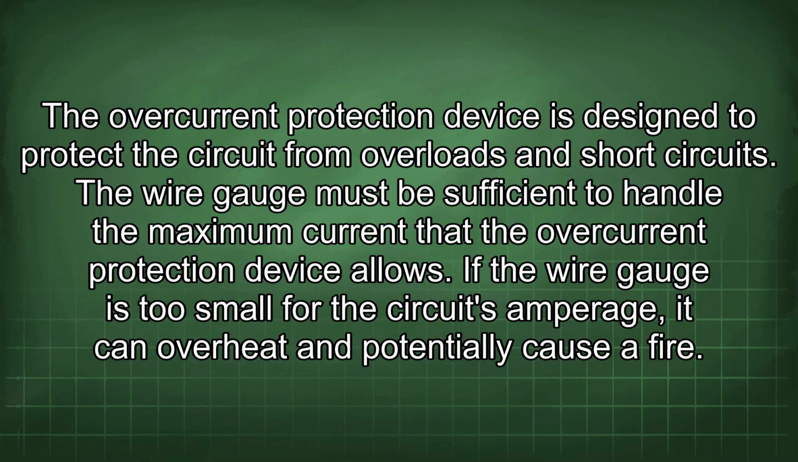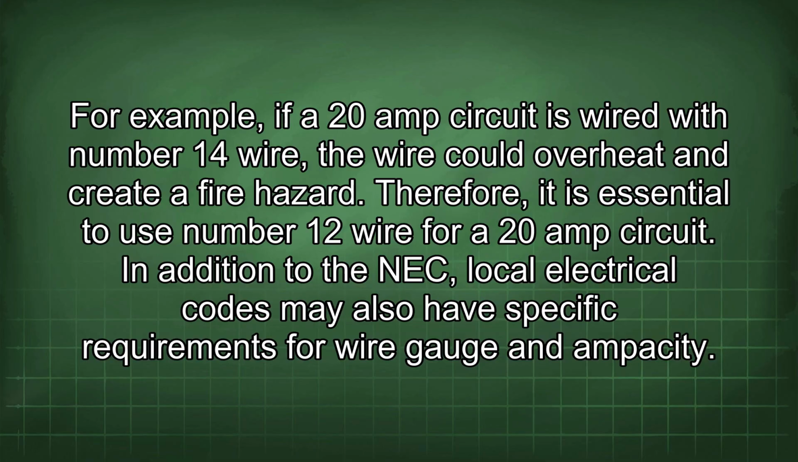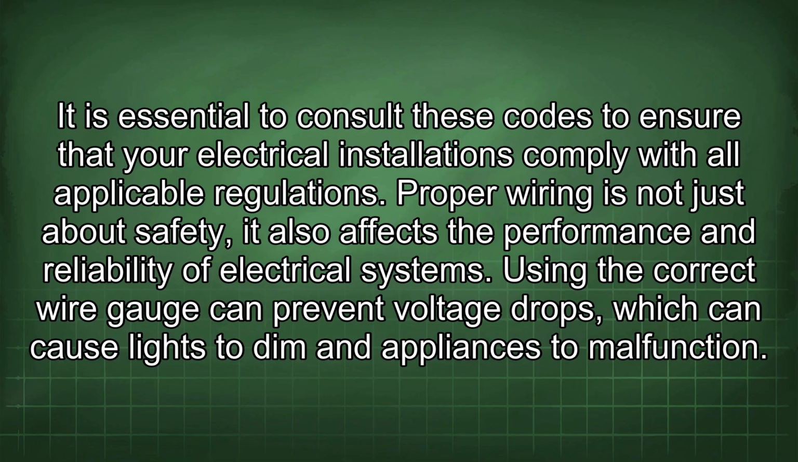If the wire gauge is too small for the circuit's amperage, it can overheat and potentially cause a fire. For example, if a 20 amp circuit is wired with number 14 wire, the wire could overheat and create a fire hazard. Therefore, it is essential to use number 12 wire for a 20 amp circuit. In addition to the NEC, local electrical codes may also have specific requirements for wire gauge and ampacity. It is essential to consult these codes to ensure that your electrical installations comply with all applicable regulations.